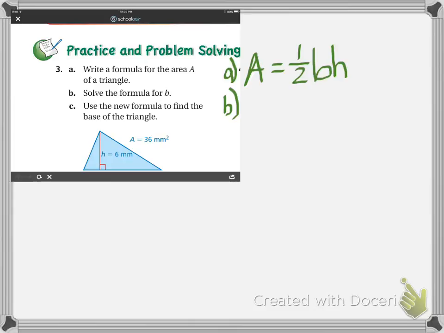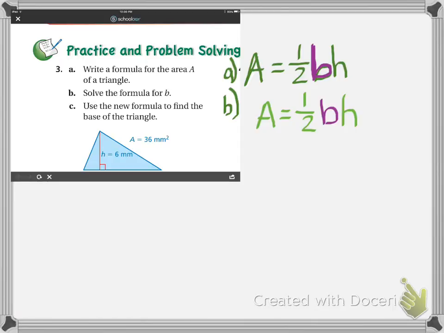3B, solve the formula for B. Remember, that means that we are getting B by itself. So I'll make B a different color. Okay, so A equals 1/2 base times height.